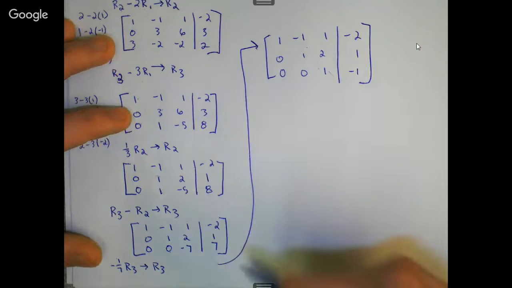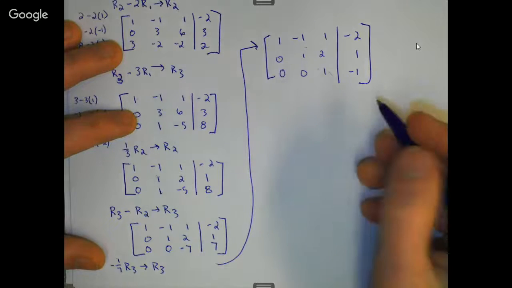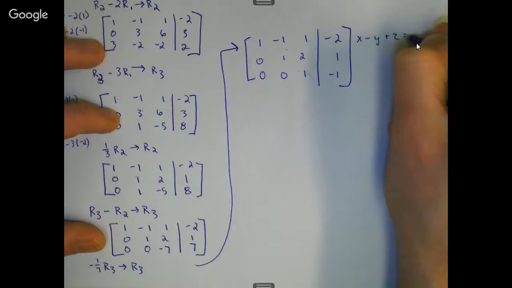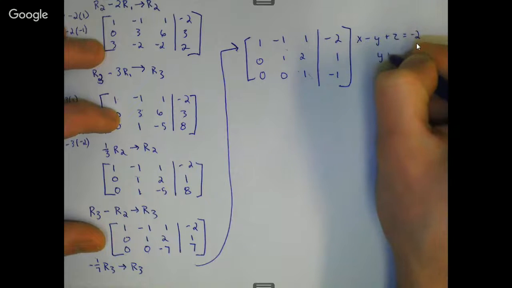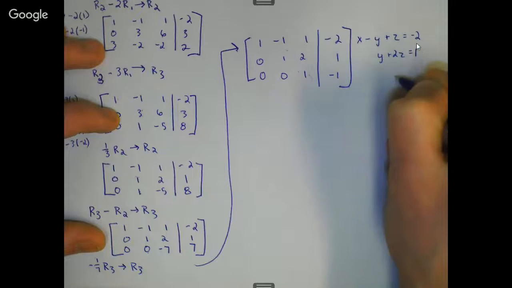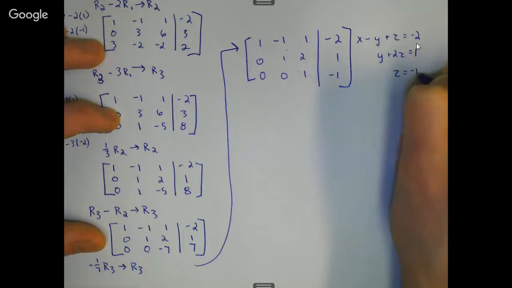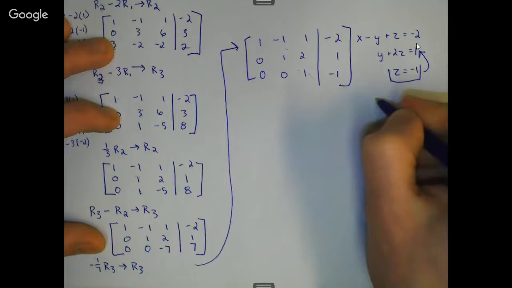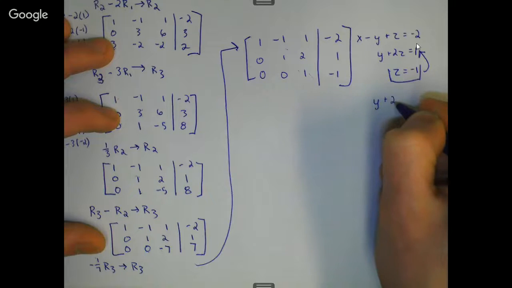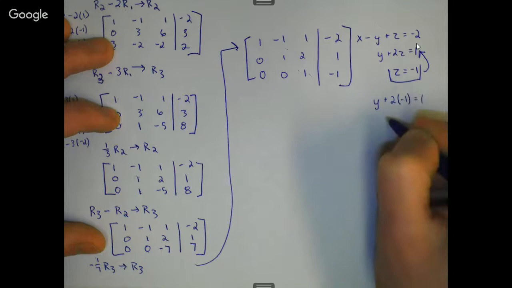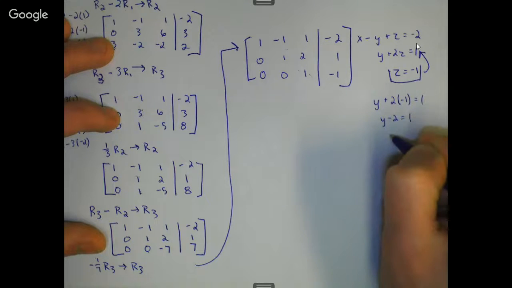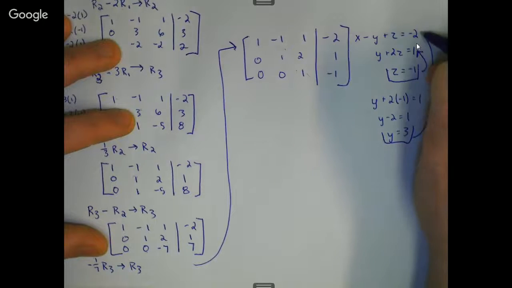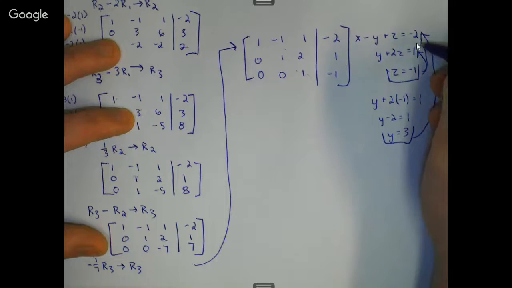So we'll rewrite it as equations. I have x minus y plus z equals negative 2. I have y plus 2z equals 1. And I have z equals negative 1. So there's z. We'll take that and plug it in up there. We get y plus 2 times negative 1 equals 1. So it's y minus 2 equals 1. So y is 3. We'll take that, plug it in along with the z into the top equation.